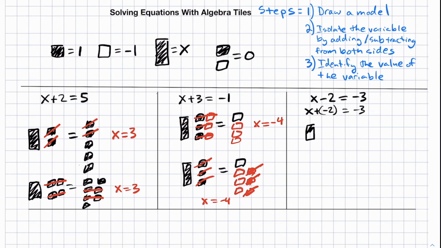I can draw my x. I can draw 2 negatives. I can put my equal sign, and I could draw 3 negatives. And then I can go ahead and say I want to isolate the variable by leaving just x. So I can get rid of 2 negatives on the left-hand side and 2 negatives on the right-hand side, leaving me with x equals, and on the right-hand side, I've just got negative 1.